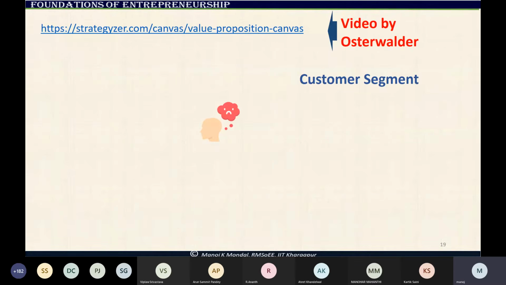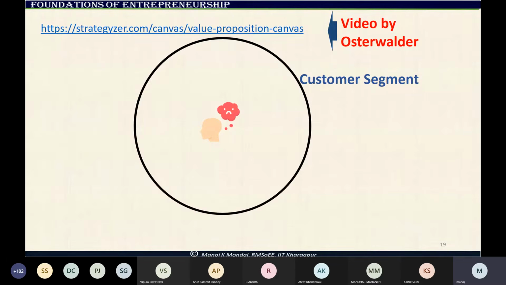Now, to talk about the value proposition canvas, I took it from a video. The link is here: Strategizer.com, canvas, value proposition, and this has been given by Osterwalder himself. Of course, there is a lady's voice, but it is Osterwalder. You should see the video. I don't have the video here. That is the link. Otherwise, I could have shown it. It takes hardly two to three minutes to see. Ideally, I should have brought it here. It's free.